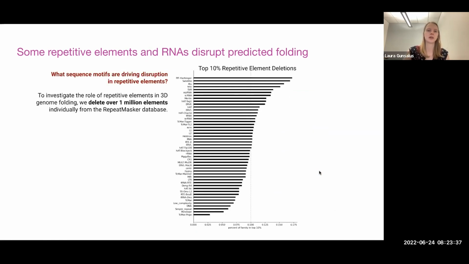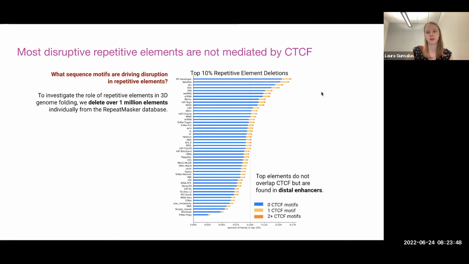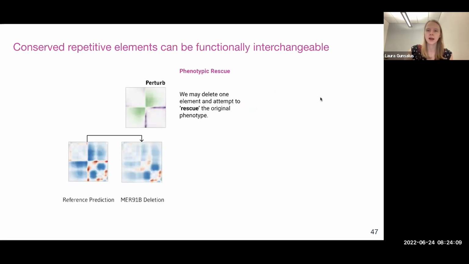But surprisingly, when we look at the top 10% of these most disruptive deletions in this 1 million element screen, we see that only a minority of them contain CTCF. And in fact, the vast majority contain no elements compared to one or more CTCF elements, really leading us to wonder whether these might be mediating 3D genome folding through some other route, or potentially in conjunction with downstream or upstream CTCF.